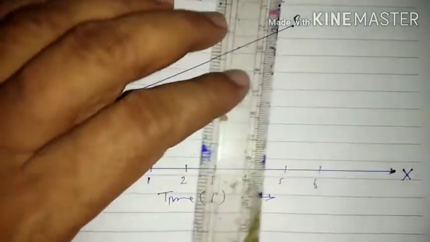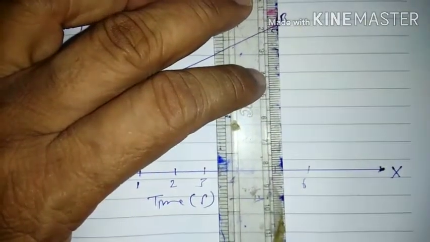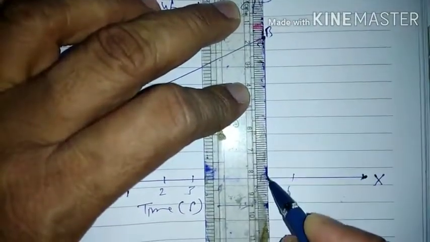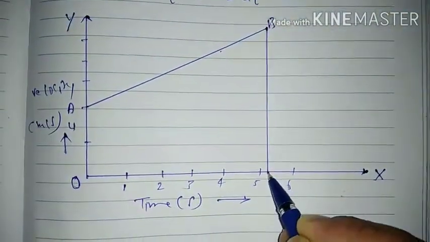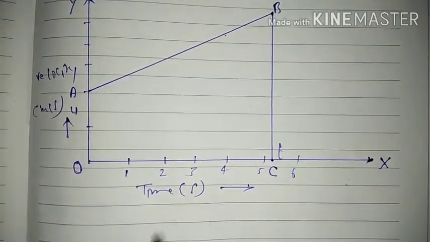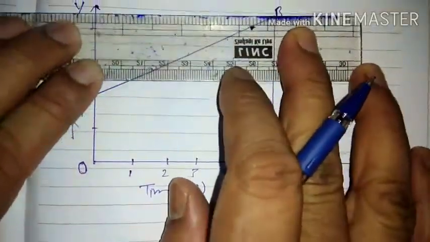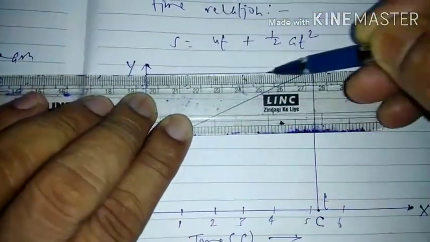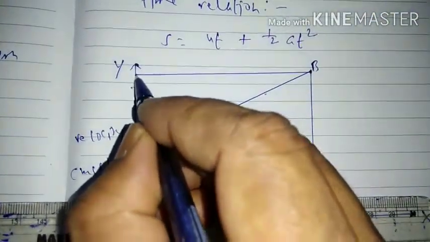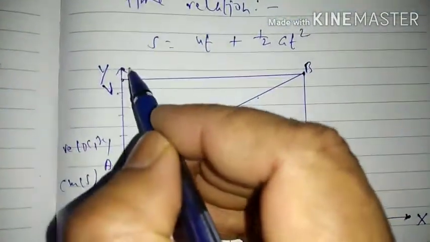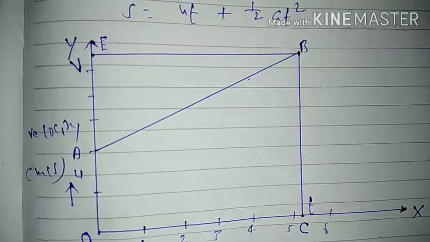Yesterday we had seen that if we draw a perpendicular from any point of the velocity time graph to the x-axis, then the point where it touches gives us the time interval. Suppose this is point C and it gives us time interval t. Similarly, if we draw a perpendicular from any point of this velocity time graph to the y-axis, that is the velocity axis, then it gives us velocity. So suppose v is the final velocity and here we find any point E.